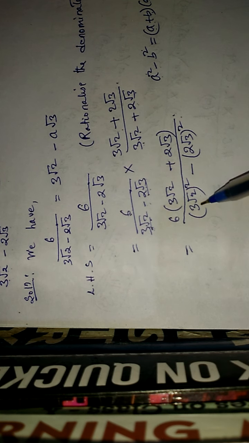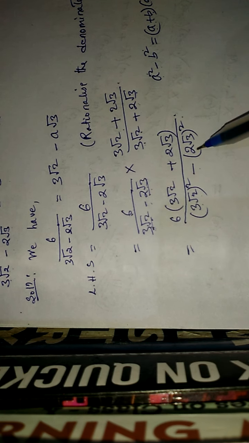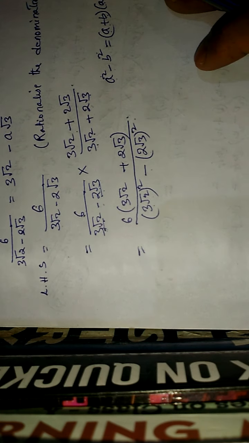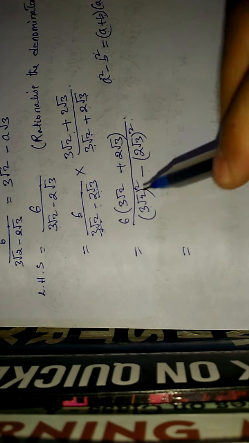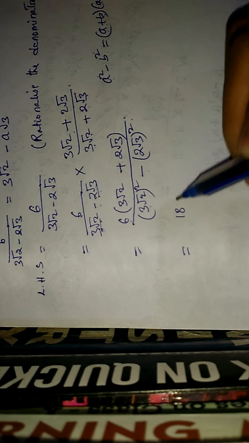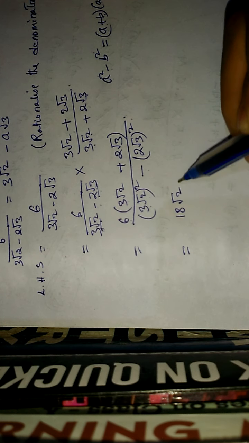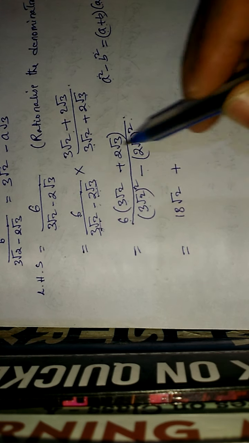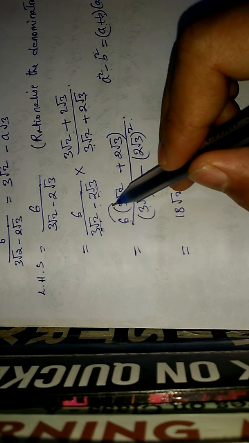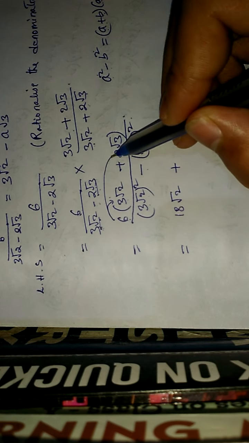Okay, then multiply this 6 and 3. 6 3s are 18, there is root 2, plus 6 into 2. That means we multiply this 6 and 3 first, then after that this 6 and 2. 6 2s are 12 root 3.